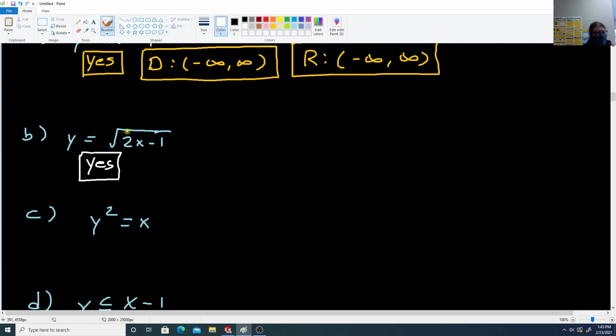There's only one way through that. So each x value gets paired up with one y value. I never give you a number and you multiply it by 2 and you get two different answers back. So that part's not too bad. The tricky part here is going to be the domain.